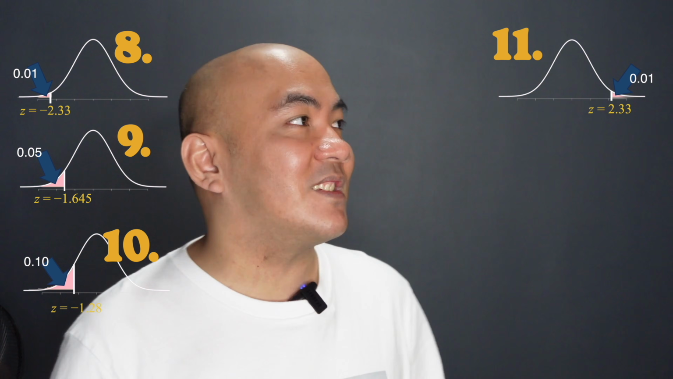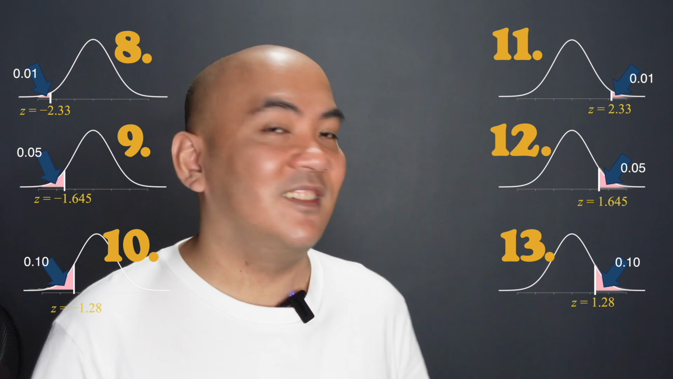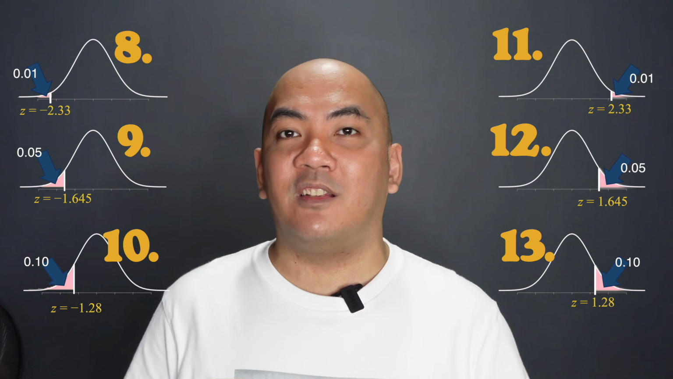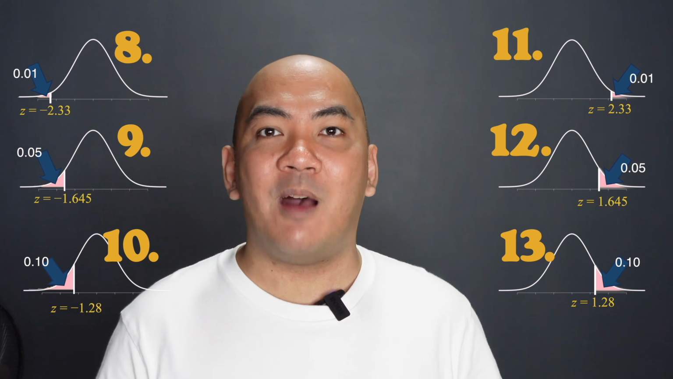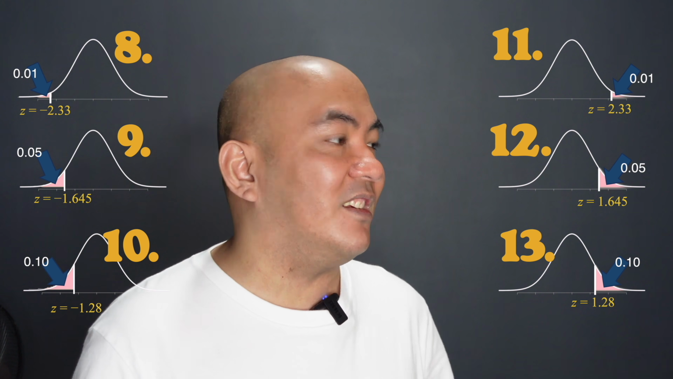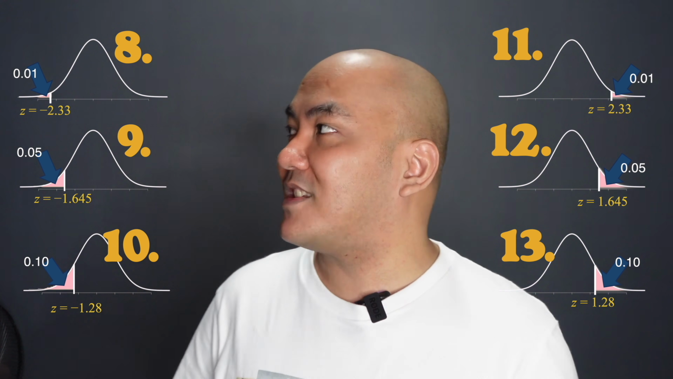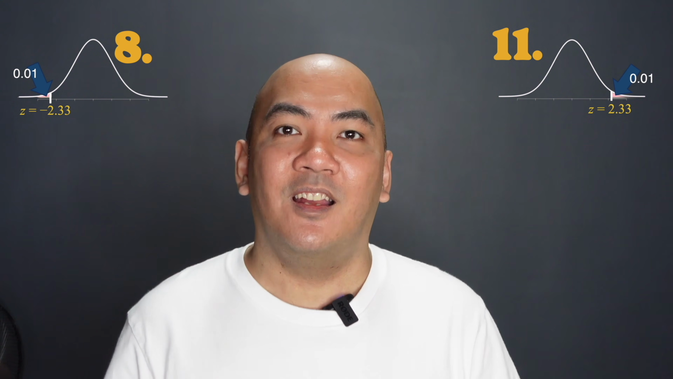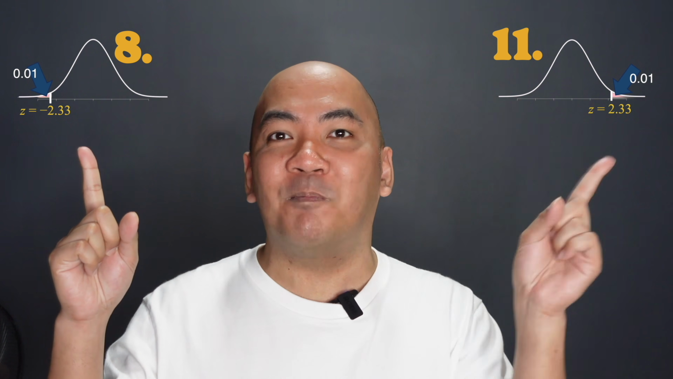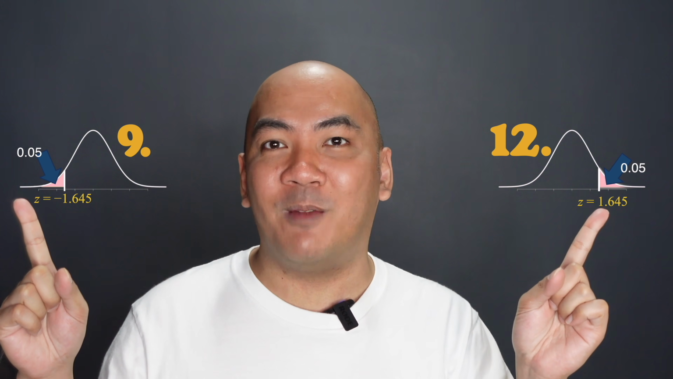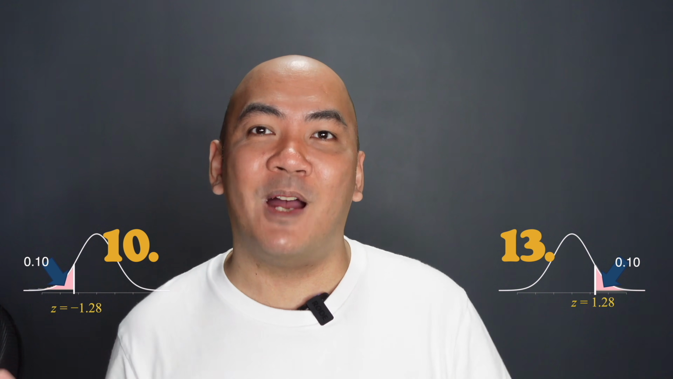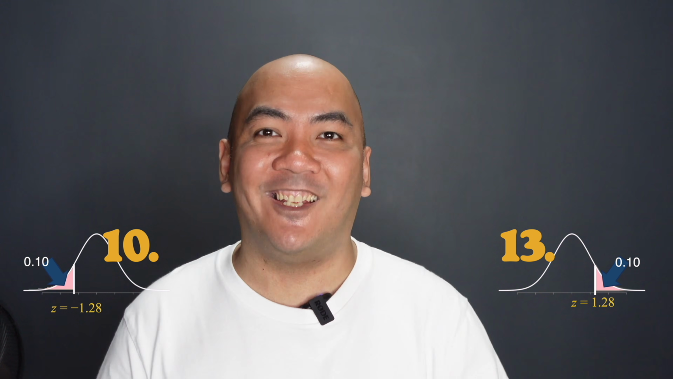Now, what you must notice is that the answers to numbers 8, 9, and 10 are similar to numbers 11, 12, and 13. That is again because the normal probability distribution is symmetric around its mean or the center. Thus, what happens to numbers 11, 12, and 13 are just symmetry of numbers 8, 9, and 10. That is why negative 2.33 became positive 2.33, negative 1.645 became positive 1.645, and negative 1.28 became positive 1.28.